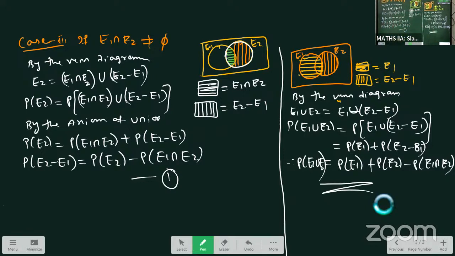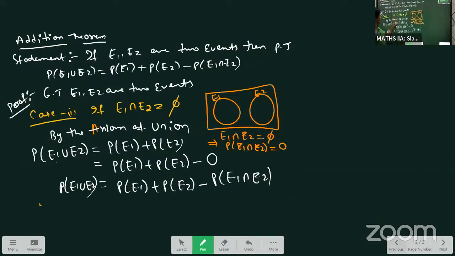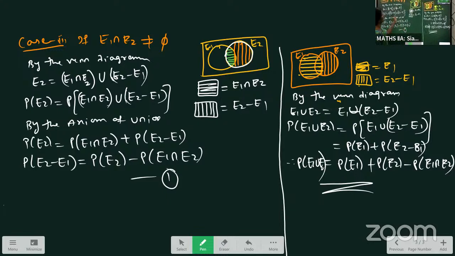So this is how the theorem goes, based on two different cases. One is E1 intersection E2 is a null set. That is case 1. It is simple. Just apply union means plus, then expand the union formula. You will get the P of E1 union E2 formula. Then case 2 is a little bit lengthy. There is a common area between E1 and E2. Applying the union concept two times, we will get that. Just go through this.